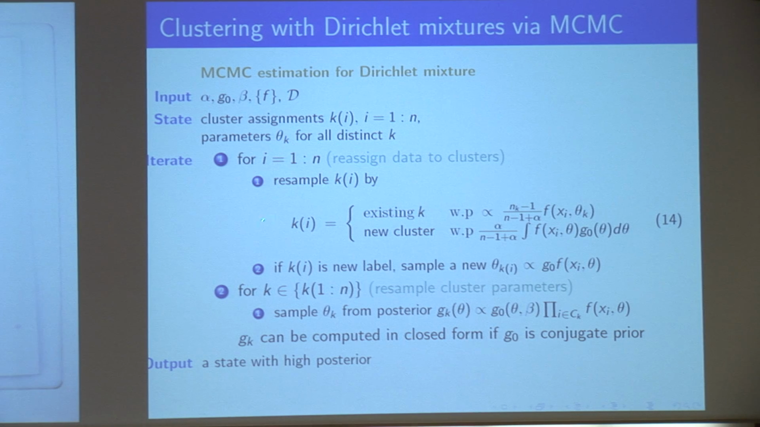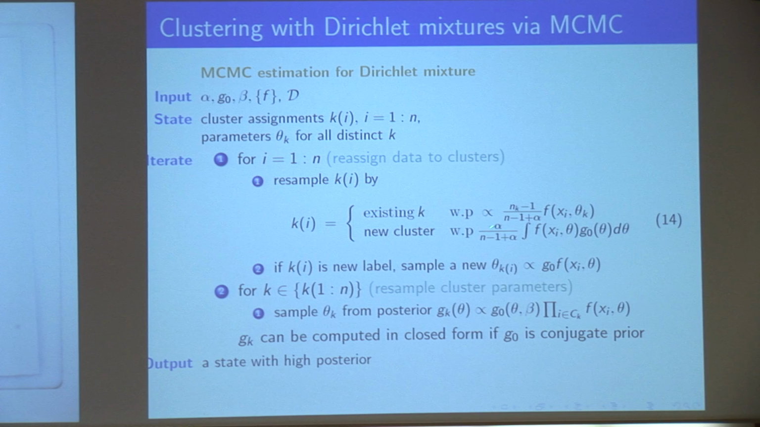So I pick a point, and then I assign it to a cluster in a way that's very similar to what you saw before. But now the clusters have data. So when I put it into an old cluster, I weight it by how well the cluster predicts my point, which is its likelihood, f given theta_k, multiplied by the size of the cluster, which is the prior. Larger clusters get priority.